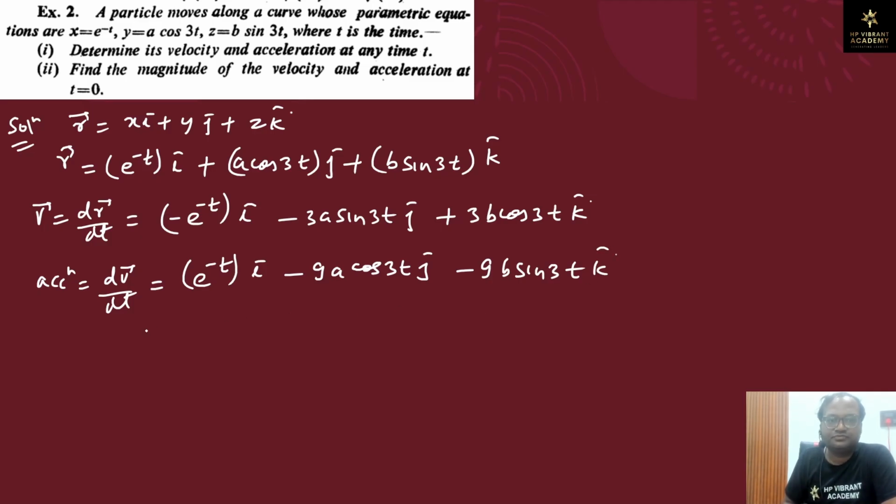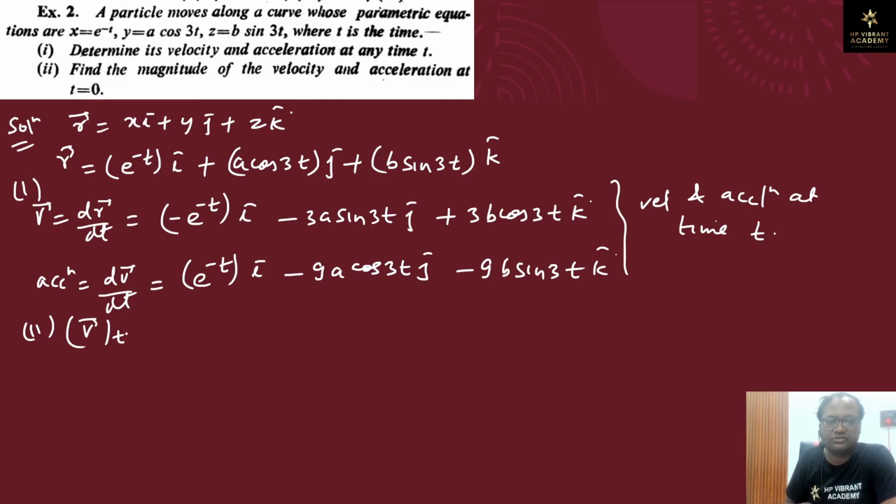Okay, so this is the velocity and acceleration at time t. Okay, this is part 1. Second part, find the magnitude of velocity and acceleration at t = 0. So the velocity at t = 0. So let us put t = 0 in this. This is minus 1 i cap. Okay, minus i cap.